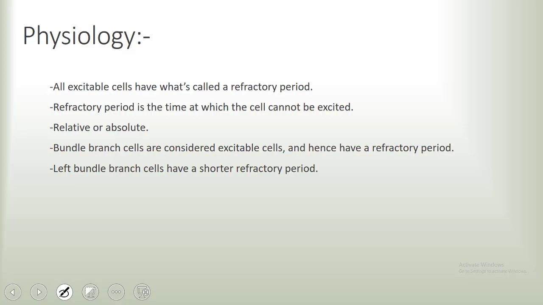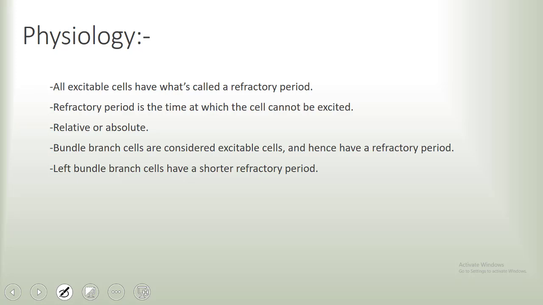The thing you have to know regarding the physiology is that all excitable cells have what's called a refractory period. Now, the refractory period is basically just a time in which the cells cannot be re-excited again, and that commonly occurs at the time when the cells are depolarizing and repolarizing. And the bundle branch cells are excitable cells, so they do have this refractory period.